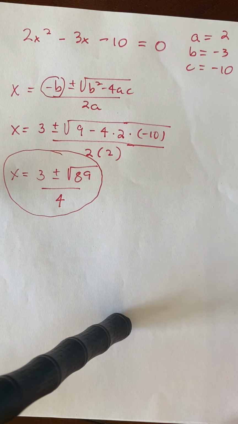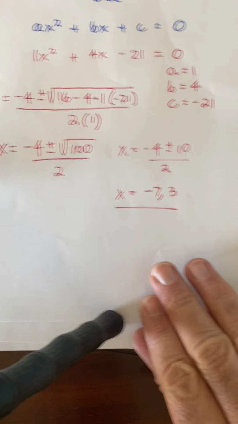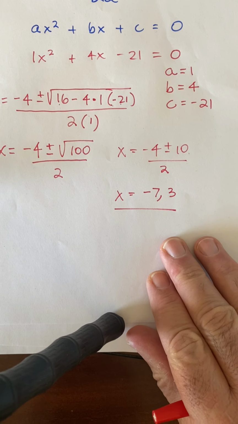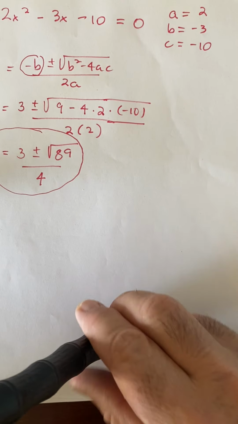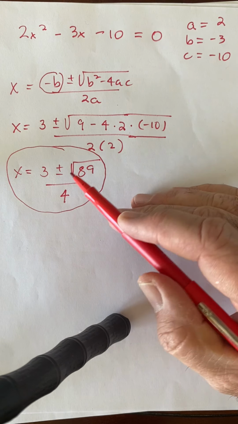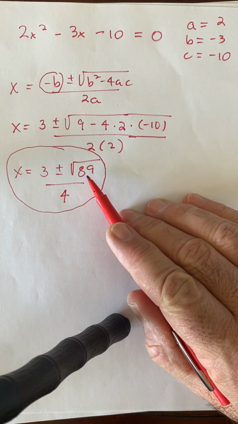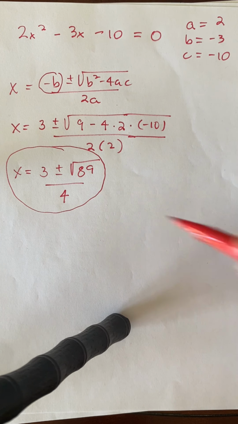So I'm done. I showed you one example where you had integer answers, the first one. That's actually number 1 from your homework assignment. And then I showed you one where you have an answer that is a compound number. It's part irrational and part rational, but you can leave it in that form.